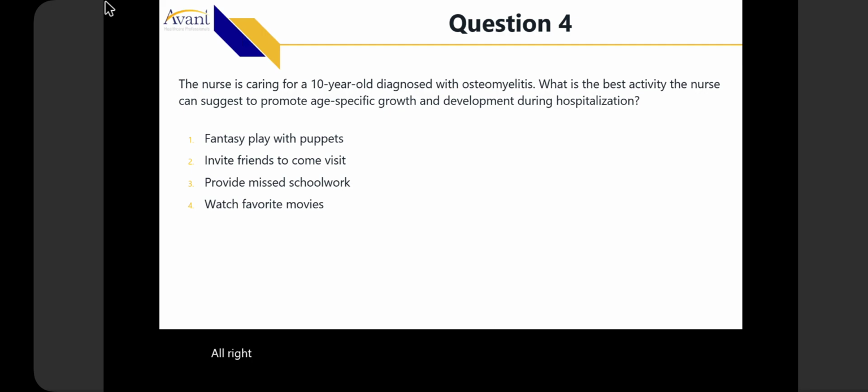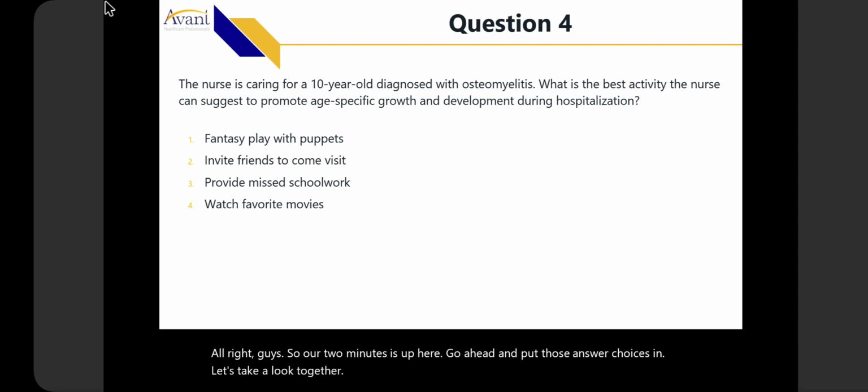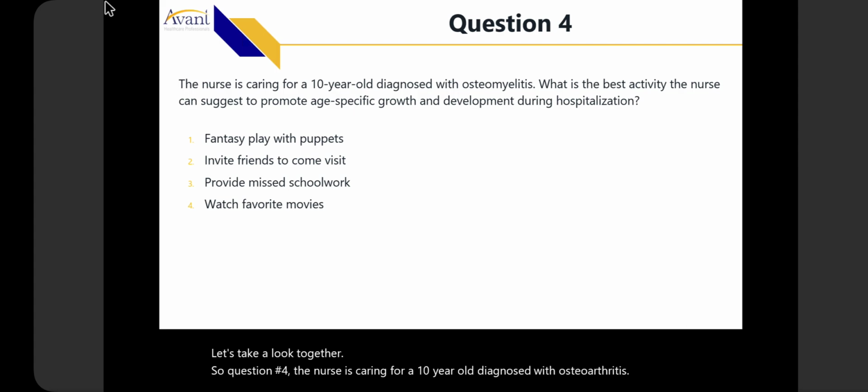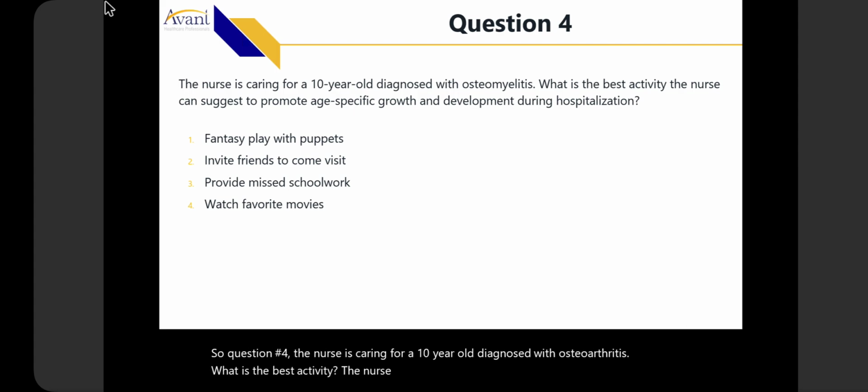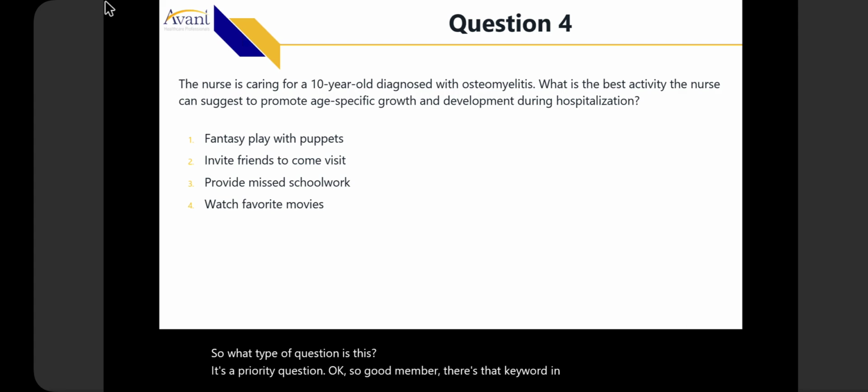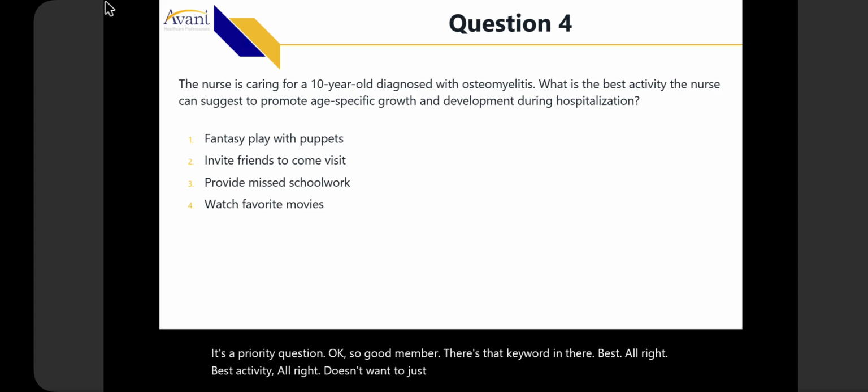All right, guys, so our 2 minutes is up. Go ahead and put those answer choices in. Let's take a look together. So question number 4, the nurse is caring for a 10-year-old diagnosed with osteomyelitis. What is the best activity the nurse can suggest to promote age-specific growth and development during hospitalization? So what type of question is this? It's a priority question. Remember, there's that keyword in there, best. It doesn't want to just know an activity. It wants to know the best activity.